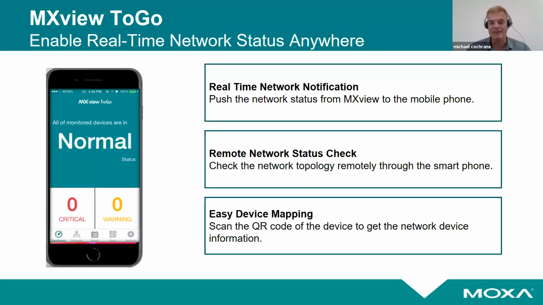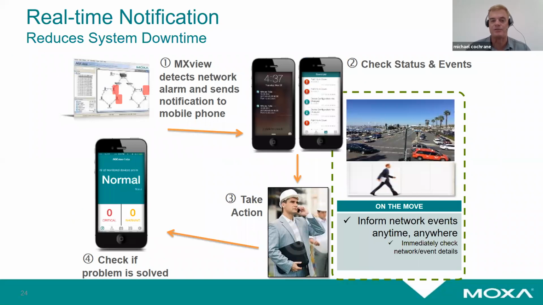And to make things even better, if you're someone who is out in the field and on the go, and you're not always sitting in the TMC trying to centrally manage the network, we have something called MXView to go, which is really awesome. You can just load this app onto your cell phone, and MXView to go will detect the network alarm and send that notification to your mobile phone. You can check different statuses and alerts, take action, and really reduce your system downtime. You can look up anything that may have happened, and you can also check to see if the problems have been resolved. So this is really great for the guy who is out in the field a lot, but still needs to manage his network.